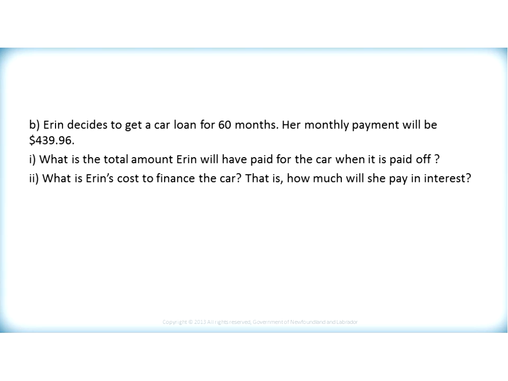So we're going to calculate first how much she will have paid in. We know that she's paying $439.96 for 60 months. So what we have to do is multiply the number of payments, which is 60, times the amount of each payment, which is $439.96, and that'll give us a total value that she paid out of $26,397.60.